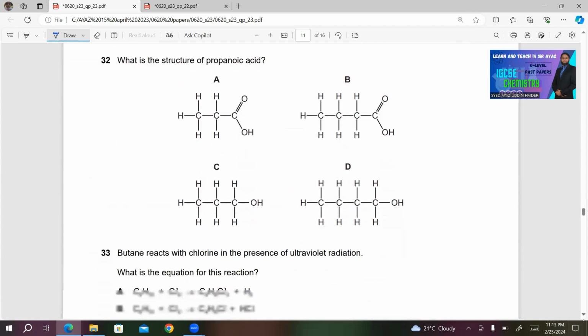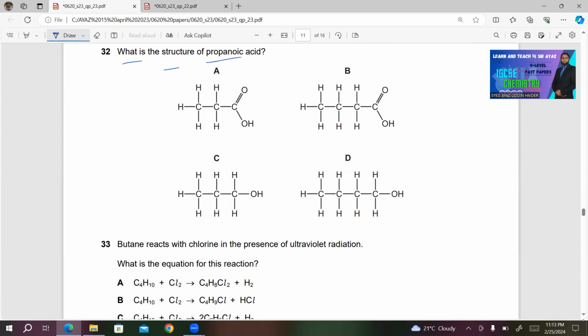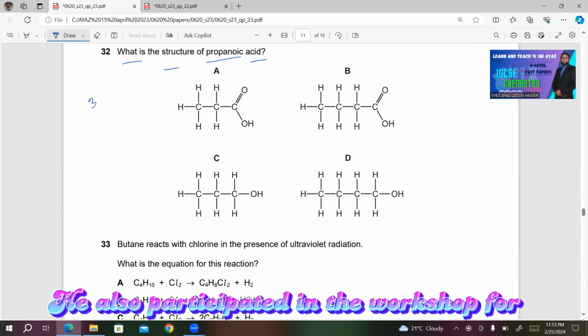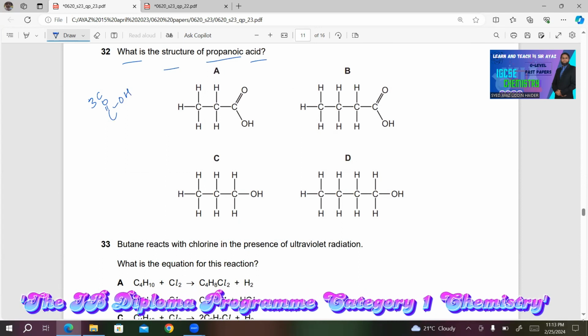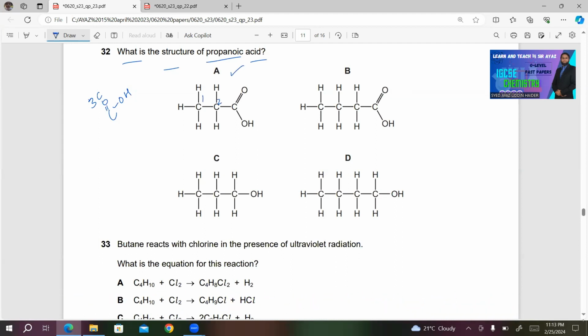31. What is the structure of propanoic acid? Propanoic acid must have 3 carbons and the carboxyl group, which is COOH. So the final structure must have 3 carbons in all. So choice A seems to be correct to me because we have 3 carbons, 1, 2, and 3. The functional group is there. This is the carboxylic group. B, we have 1, 2, 3, 4. This is incorrect. The reason is that it's butanoic acid.